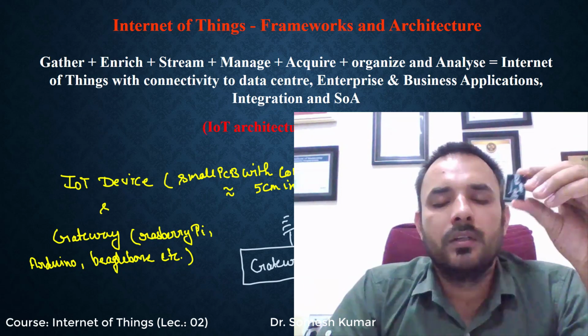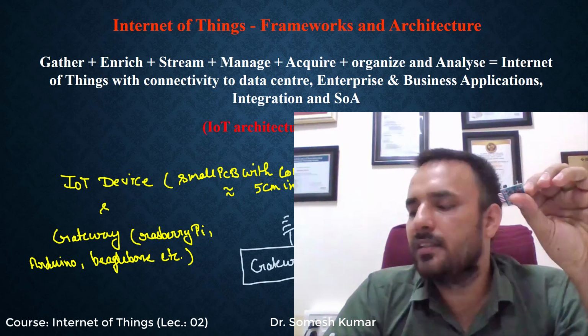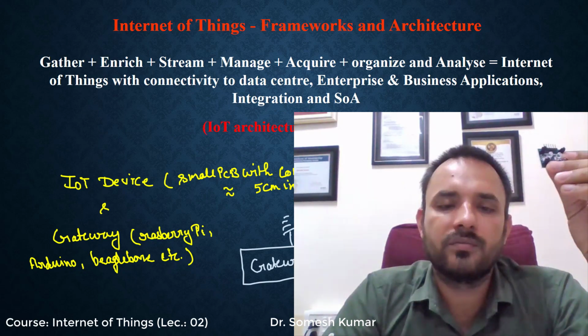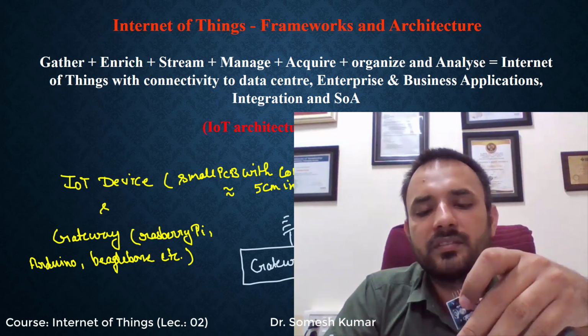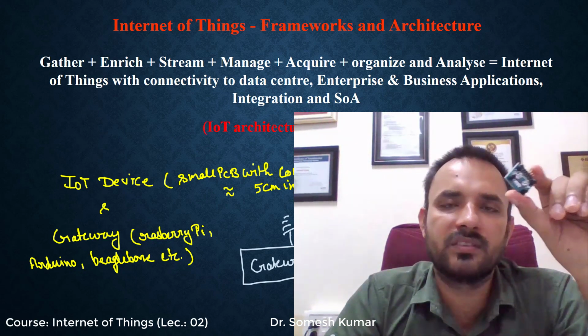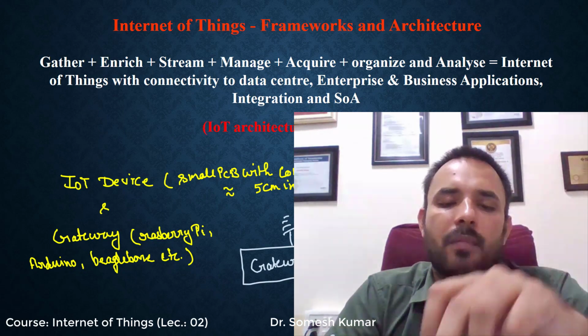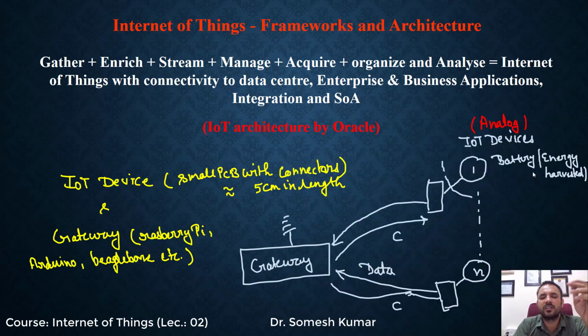Now this gateway sends a command to this IoT device: okay, sense the light or sense the color of this wall. Fine. So automatically this command is sent from this Arduino Uno to this IoT device. This IoT device sends the color of the wall and sends this information back to the gateway. Now this gateway can be connected to a display device, or this information can be sent to the internet. Fine. This is a very good example of IoT architecture, and the IoT architecture I mentioned here is given by Oracle. Fine.